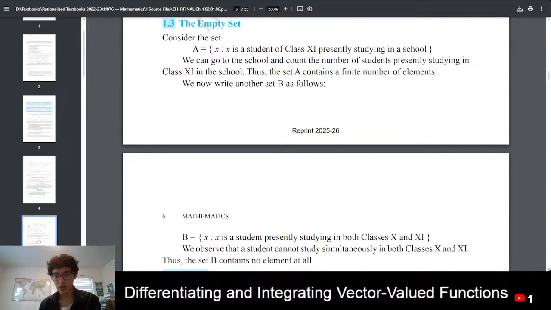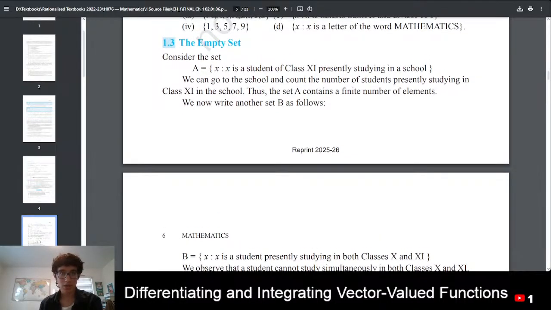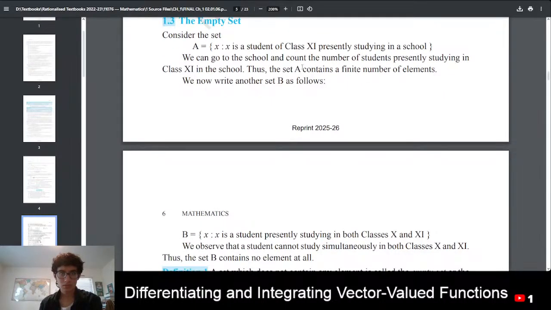Now we move on to something a little bit more interesting, maybe. This is called the empty set. So consider set A, the set of x such that x is a student of class 11 presently studying in a school, right? And there's going to be a finite number of students because it's a real world thing. They're not infinite students, they're not infinite people.